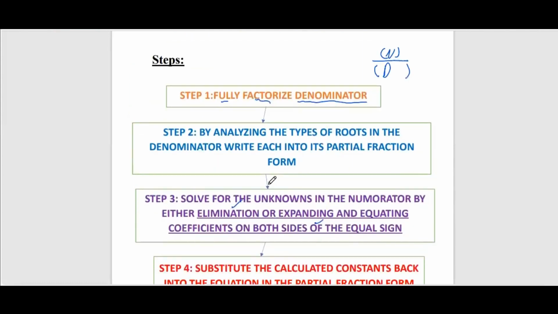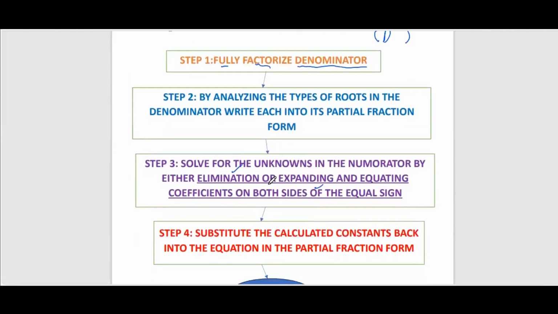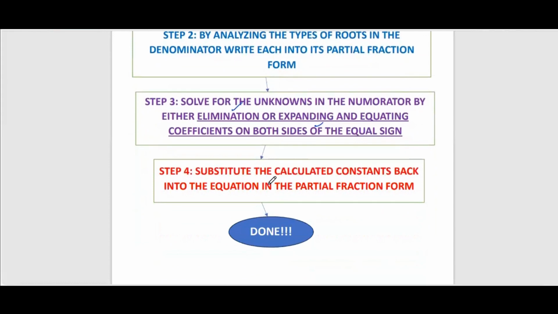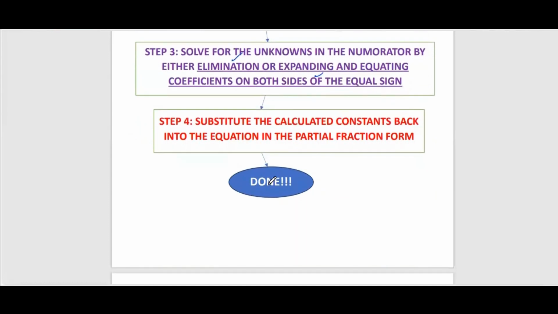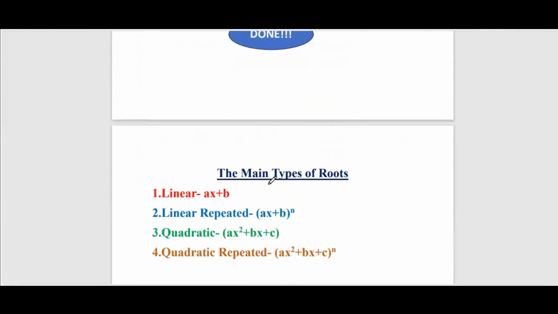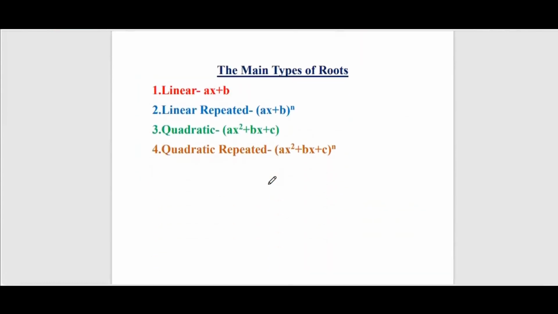So that's the recap. You fully factorize, you look at the types of roots, you write each root in its correct form, you solve for the unknowns, which I'll show you all, and you substitute them back, and you're done. As I said, when you're looking at the denominator, after it's fully factorized, it will be in one of these four forms. It could be more, but these are the main ones.